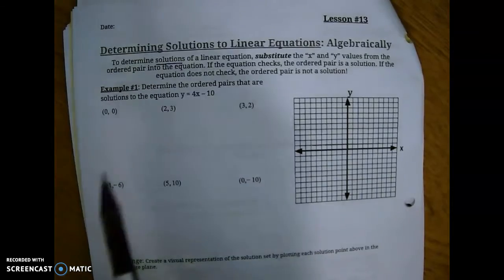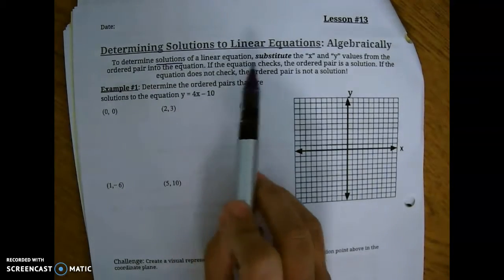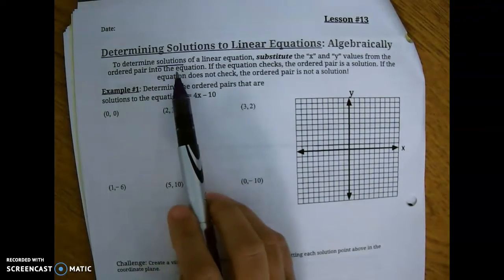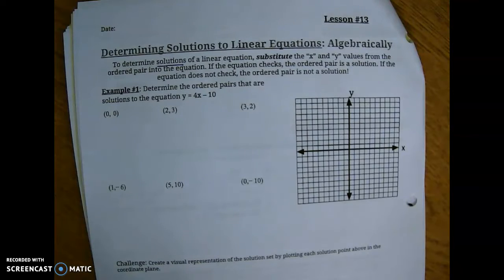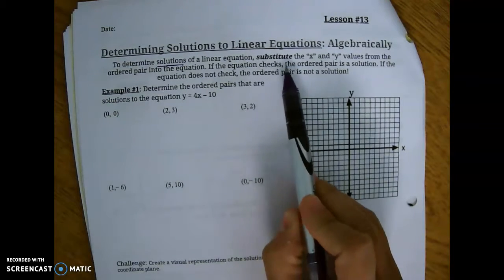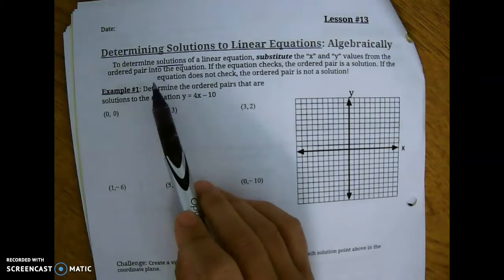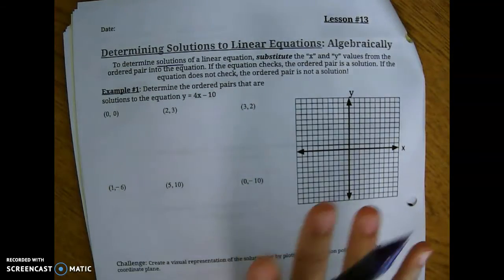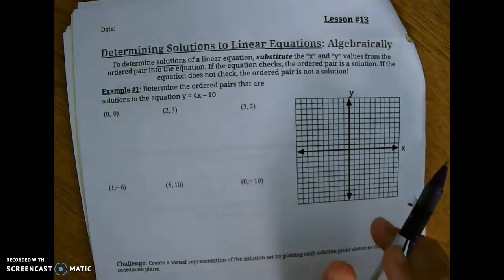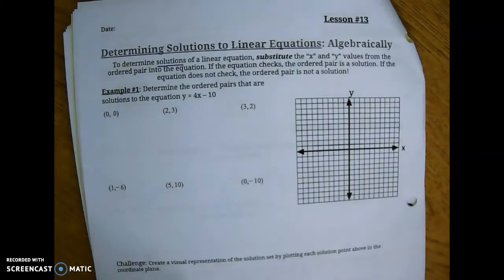Okay, so today we're going to be determining solutions to linear equations using substitution. Remember that a solution is any value or set of values that make the equation true. So we're going to be substituting the x and the y value from the ordered pair into the equation. If it checks out, the ordered pair is a solution, and if it does not check, the ordered pair is not a solution. So again, we're going to be using substitution to plug in our x and our y values.